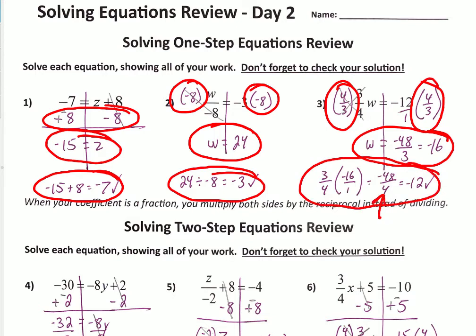You can see that I actually did the math. I didn't just write negative 12 and put a check mark next to it. I multiplied my fractions, I simplified them, and I saw, did I really get that answer?